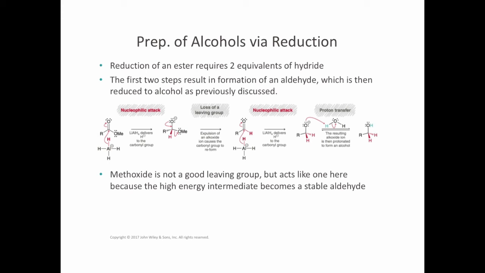So the first step is the same as we've seen, but the intermediate collapses, kicking off the methoxide, so that you get this aldehyde intermediate. The aldehyde is then attacked again by a second equivalent of the hydride, and then followed by proton transfer, you get your alcohol.